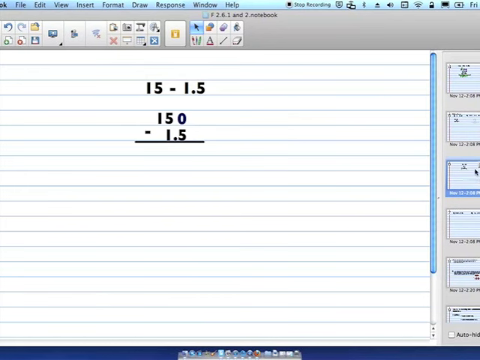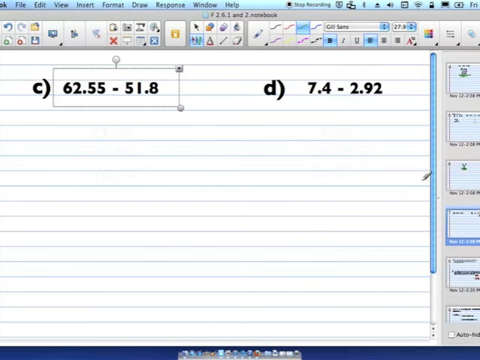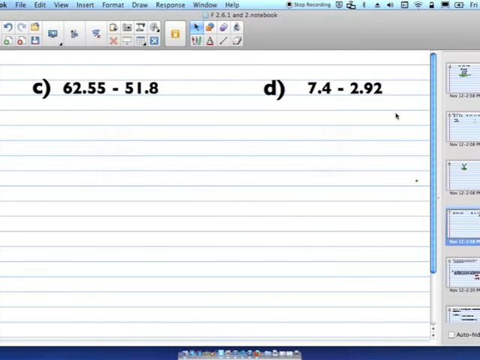So again, we follow the same steps when subtracting decimals. So again, we want to line up the decimal place values. See, 15 didn't have a decimal, so I need to add that in as well as a 0 in the tenths place. So I can go ahead and start subtracting. And 15 minus 1 and 5 tenths is 13 and 5 tenths. Again, find the difference in these equations. When you're ready to check your work, press play.